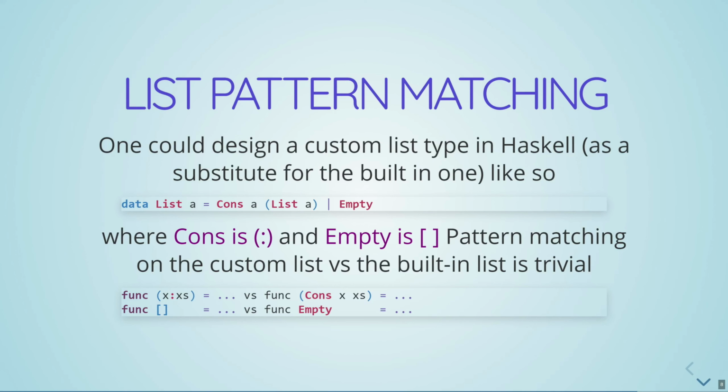Let's finish up by talking about pattern matching on lists in particular. With our new list type, we could have written a pattern match for this by pattern matching on the cons or empty lists. So we could write a function that pattern matches on cons, and it would be cons, the first thing in the list, and the rest of the list, or the empty part. And this is the same in Haskell as writing func x colon xs and func empty list.